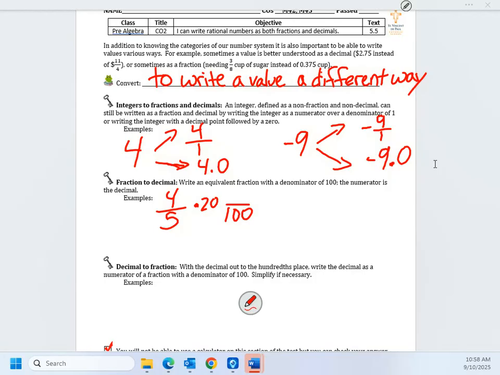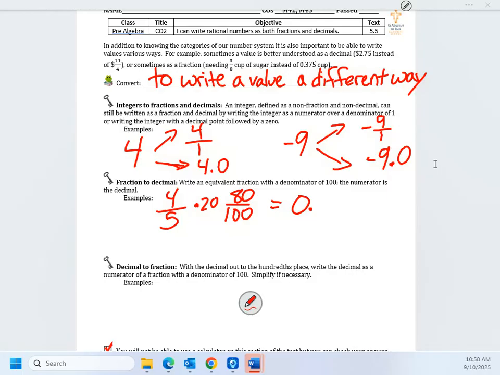What is 4 times 20? 80. Thank you to my friends that were raising your hand. So now my equivalent fraction is 80 hundredths. So I'm going to take that 80 hundredths and I can now turn that into a decimal. If we say our fraction out loud, 80 hundredths, what would the decimal look like, Gavin?